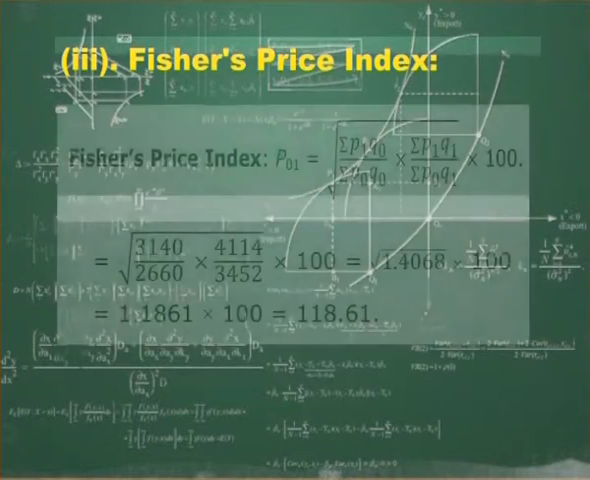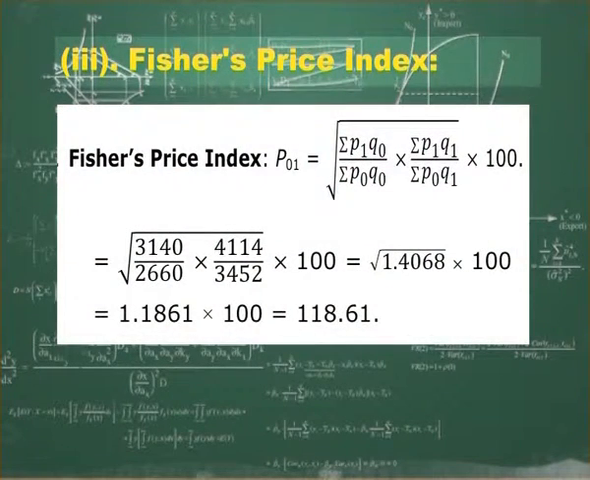Let's calculate the next one, Fisher's price index. Using the formula, P01 is equal to the square root of 3140 divided by 2660 into 4114 divided by 3452 into 100. So this is equal to the square root of 1.4068 into 100. That is equal to 1.1861 into 100, which is equal to 118.61.